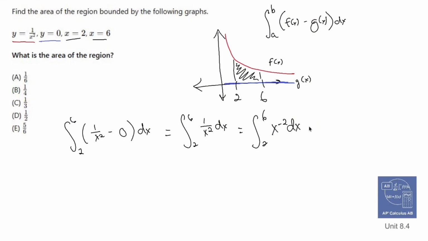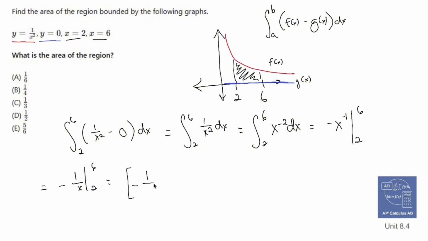Okay, and then that becomes, what is that, negative 1 over 1, so negative x to the negative 2 plus 1, which is negative 1. Limits are 2 and 6. Okay, so the integral of x to the negative 2 is negative x to the negative 1. Let's clean that up a little bit, make that look like negative 1 over x with the limits at 2 and 6. Okay, now we'll plug in our limits of integration and do a little bit of mathy math.